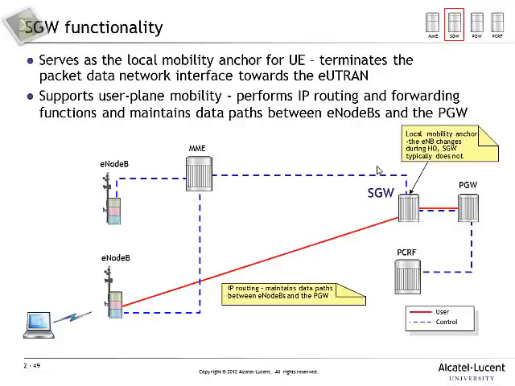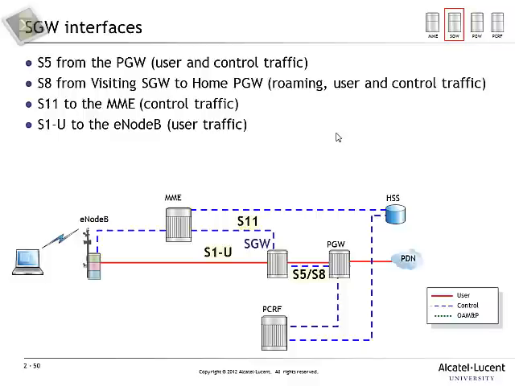So at the time you initiate your call, you are allocated an SGW and you stay on that SGW until you end your call. Regardless of the eNode B, you could be changing eNode Bs, but you'll be staying on the same SGW. Okay, so what are the interfaces for the SGW?